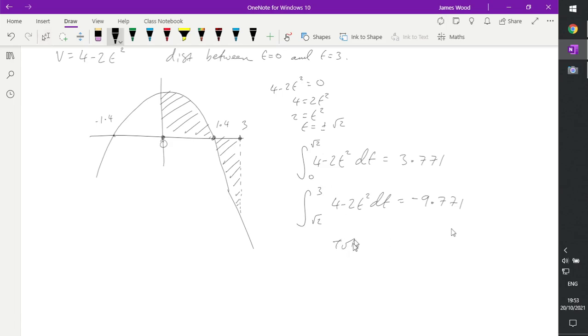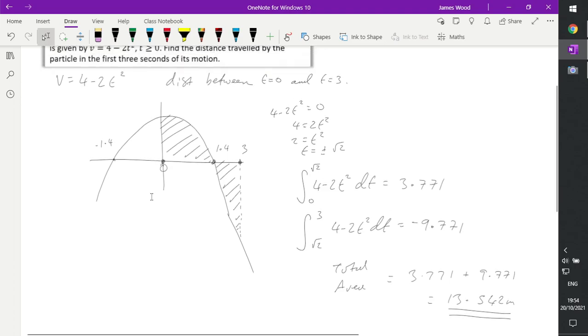So the total area is going to be 3.771 plus 9.771. So it gives me 13.542 meters, and that is the total distance. If they wanted the total displacement, so basically where is the particle after 3 seconds, then that would be 3.771 minus 9.771. So that'd be like the net area.